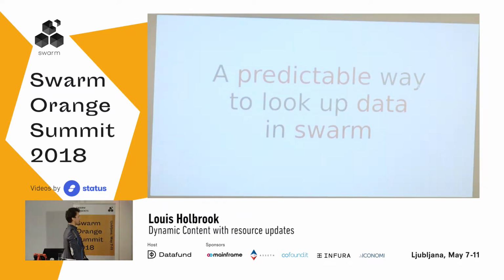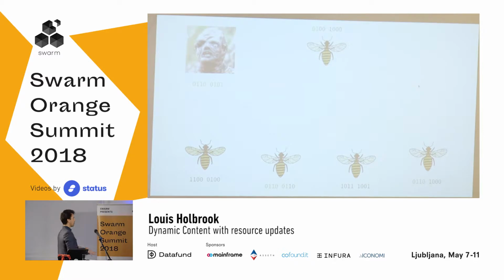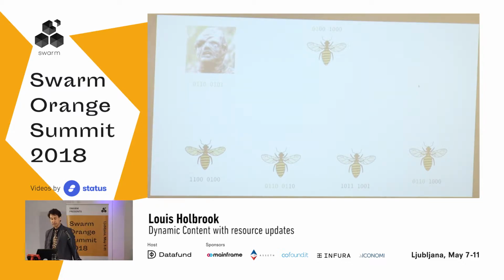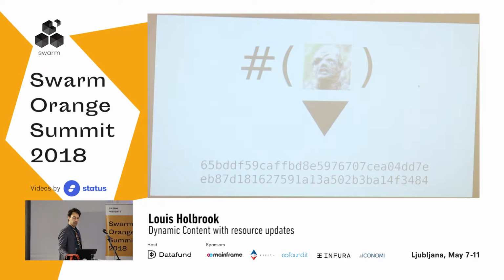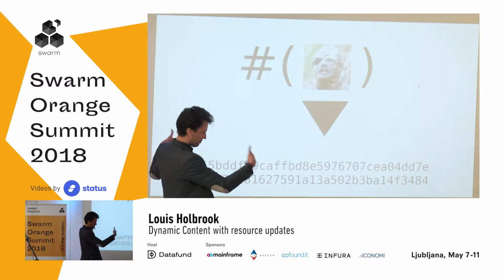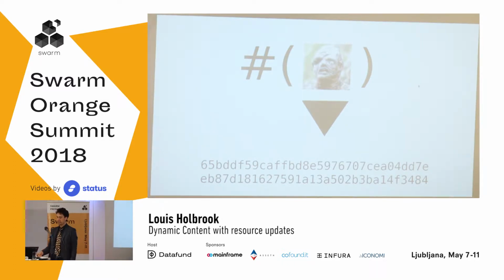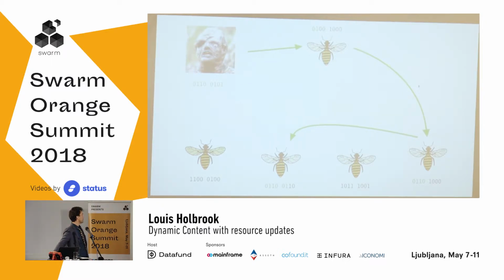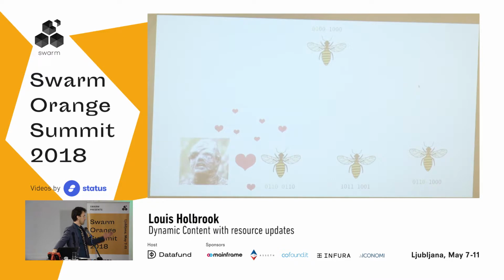So mutable resources are a predictable way of looking up data in Swarm. Now we all know how this address thing works. Actually, coming to think of it, I explained exactly the same thing a couple of hours ago. So we don't really need to go through all of that. We know that when you hash some data, the hash of that data will become the address of the data that you want to put, and then you find your way to the nearest node matching that data, and it ends up being there, so we know where to look for it.